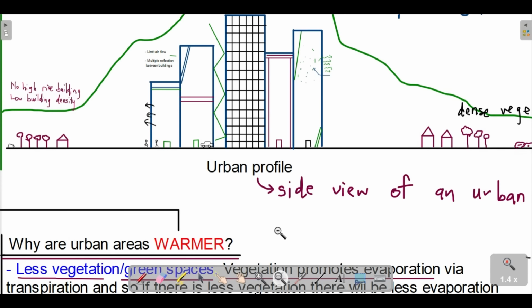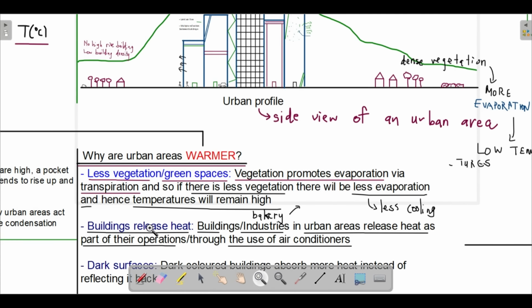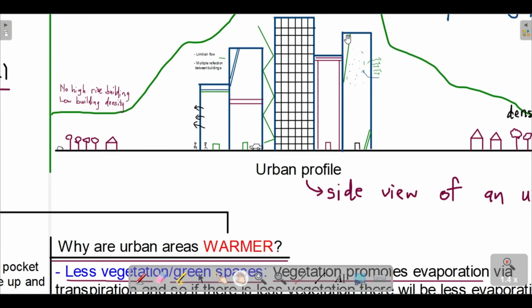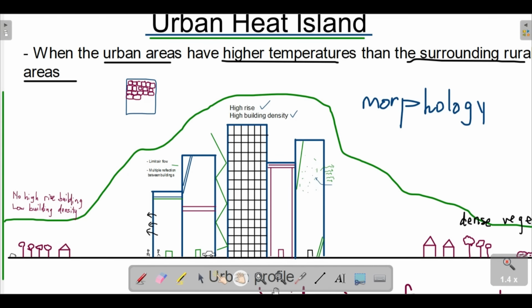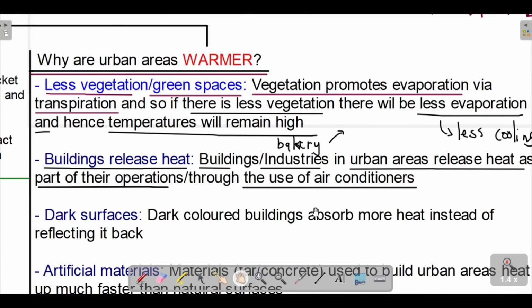So the use of air conditioners, those are your heat sources. Buildings are your heat sources. Industrial buildings are your heat sources. All of that heat is released into this atmosphere and contributes to the high temperatures that we see in urban areas. That's our second point.